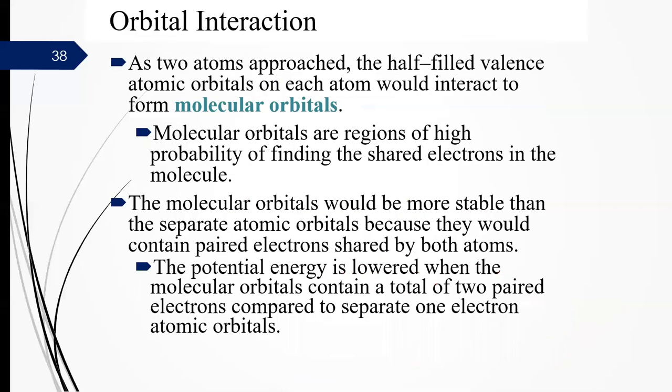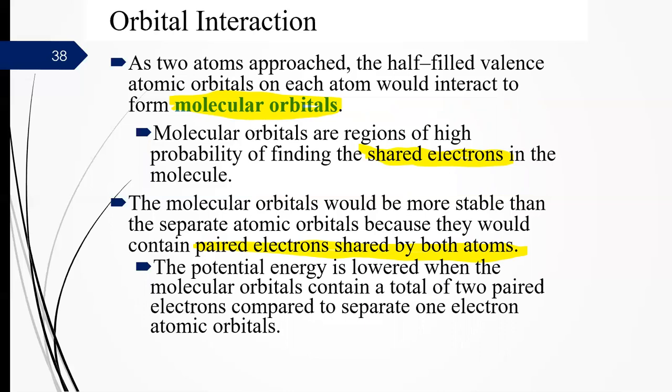So this orbital interaction idea is the basis of the valence bond theory. As two atoms approach, the half-filled valence atomic orbitals on each atom interact and they form this new thing called a molecular orbital. Molecular orbitals are regions of high probability for finding those shared electrons. So it's just areas where our electrons that are being shared should be.